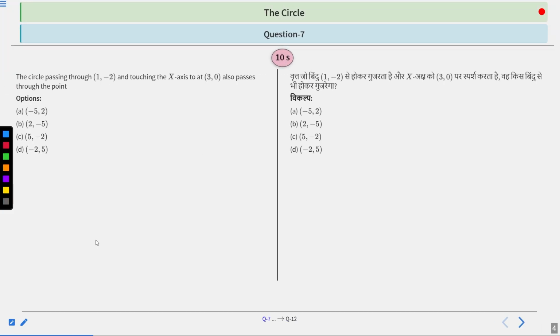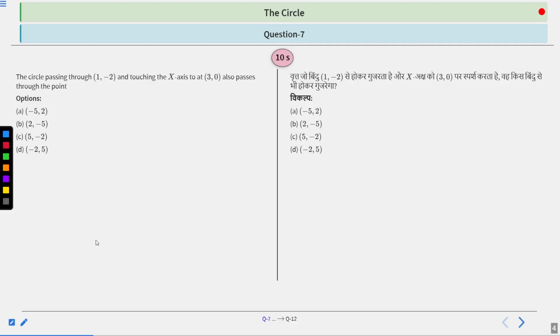So let's start with question number 7. Question number 7 says the circle passing through (1, -2) and touching the x-axis at (3, 0) also passes through which point? So we are given a circle which is passing through (1, -2) and the circle is touching the x-axis at the point (3, 0). So we have to find through which point the circle is also passing, right?